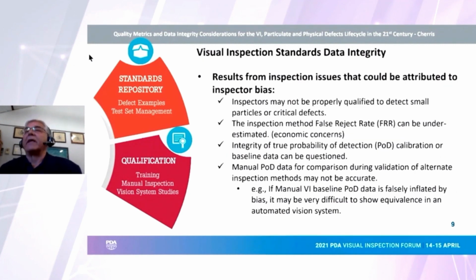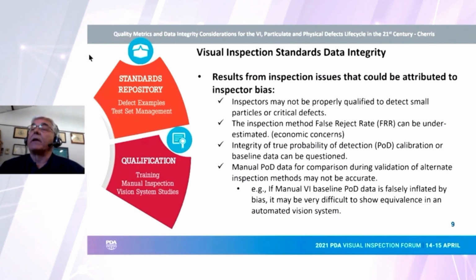So what are the ramifications to data integrity on visual inspection standards, the results from inspection issues that could be attributed to inspector bias? Inspectors may not be properly qualified to detect small particles or critical defects. The inspection method false reject rate can be underestimated, and this is an economic concern for the corporation. Integrity of true probability of detection, calibration, or baseline data can be questionable. Manual probability of detection data for comparison during validation of alternate inspection methods may not be accurate.